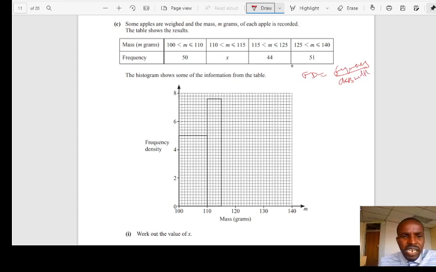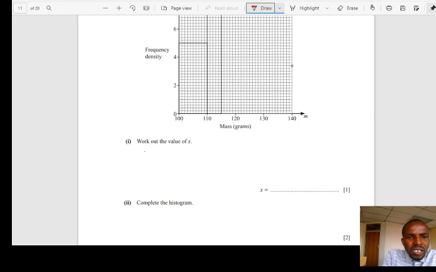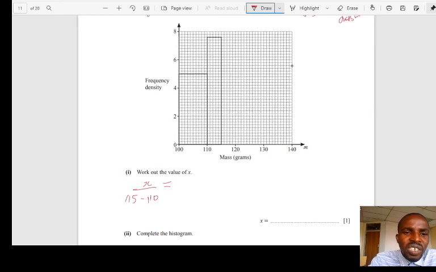That's the formula. Then work out the value of x. x is the class 110 to 115. So you say frequency, which is x, over class width, 115 minus 110, is equal to frequency density. You find it from the graph. That is 110 to 115 here. Then you have to check how many units each box represents. So you say 2 here, divided by the number of boxes here: 1, 2, 3, 4, 5, 6, 7, 8, 9, 10. 2 divided by 10 is 0.2.